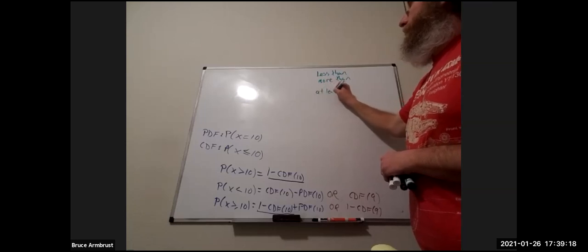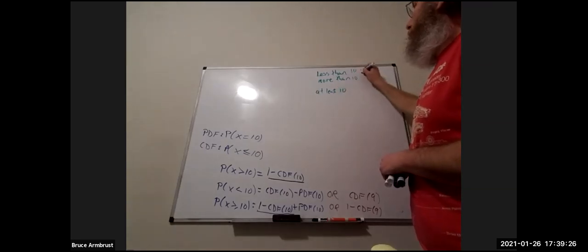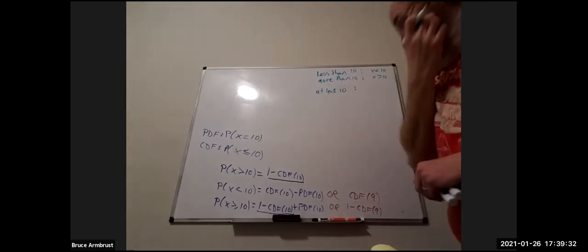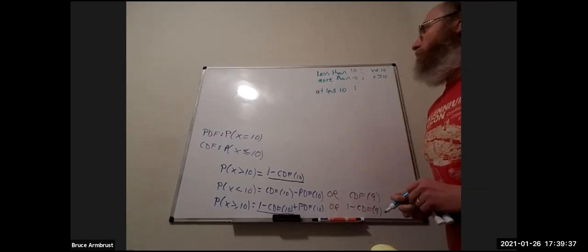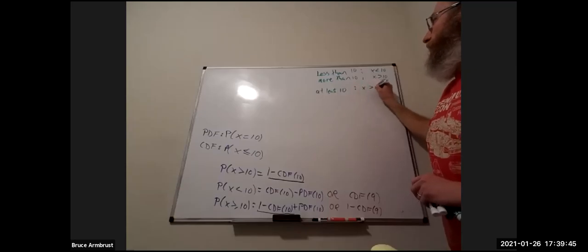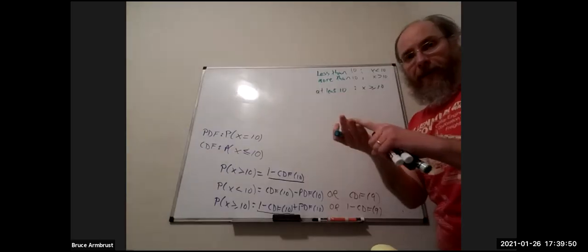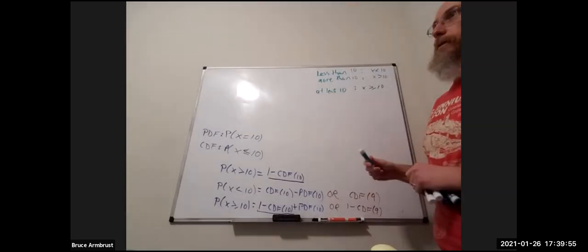So how about this one? At least 10. Let's just say we've got at least 10. So what's that inequality going to look like? Would that be less than or equal to? Okay, it would actually be greater than or equal if we're going to say we're at least 10, because that can be 10, 11, 12, 13, and so on. So that one's greater than or equal to.